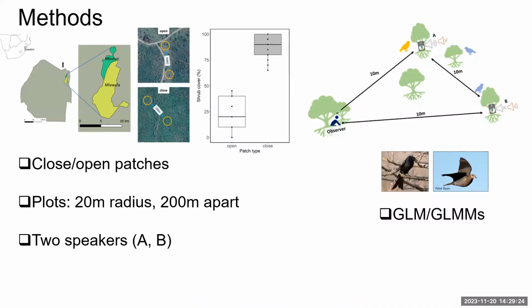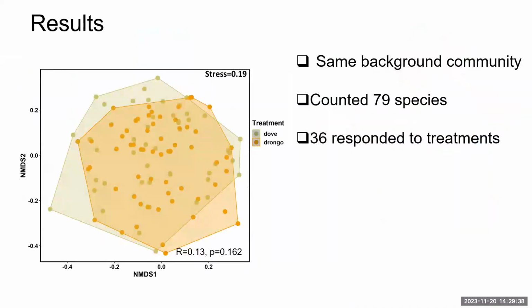So we also, on speaker A, I also needed to mention that we estimated distances at which species interacted with the speaker. We analyzed that data using generalized linear models and generalized linear mixed models. What did we find? In general, the background community was similar. So dove and drongo playbacks were conducted on the same community. We counted 79 species in the background and 36 species responded to our treatments.